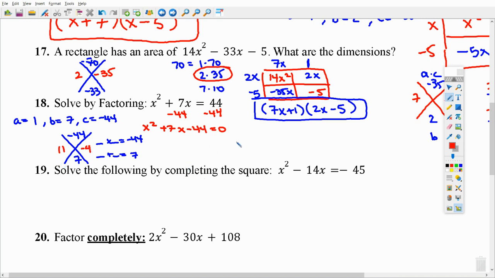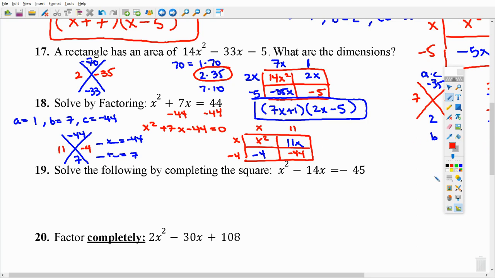So our factors are 11 and negative 4, so draw your area model. Let me make this bigger here. And so here we'll have x squared, here we'll have negative 44, and then in our other boxes we'll have 11x, and then on the other one you'll have negative 4x. So you have to find your side lengths again. Here we're going to have x and x, and it's going to be negative 4 and 11.